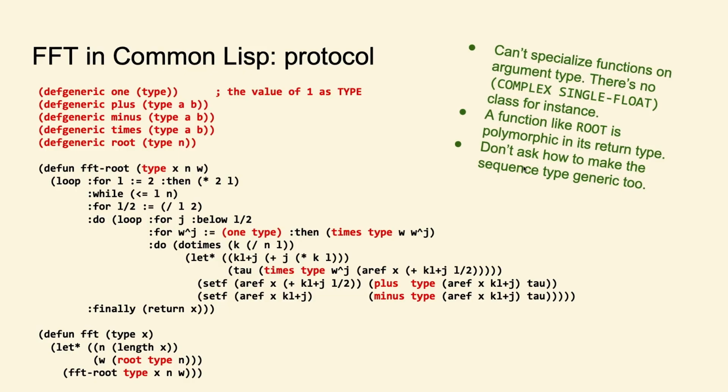Don't ask me how to extend this protocol also to work with generic sequences. So yes, I'm talking about simple arrays here, but if you want to make it work on lists and whatever, it's going to turn into a mess, in my opinion. Okay, so the code itself is a relatively simple change.